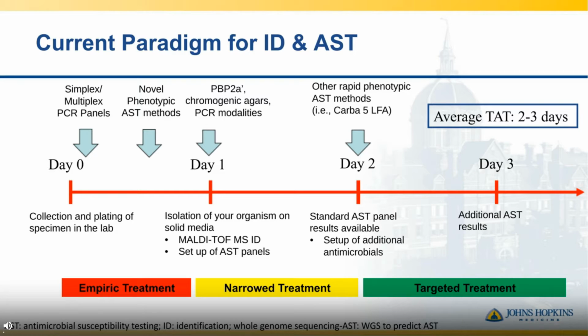In addition to these methods, we're starting to see the introduction of whole genome sequencing to predict phenotypic AST. The advantages of whole genome sequencing is that we're starting to see the methods become more rapid and can be used in a clinically relevant timeline, and it has the potential to detect a comprehensive phenotype.